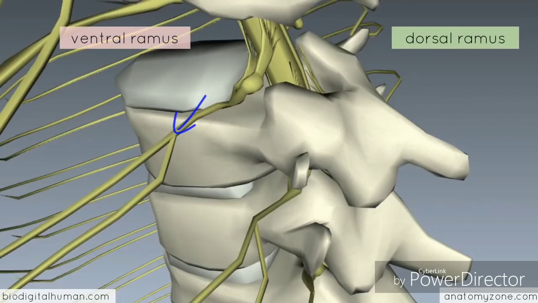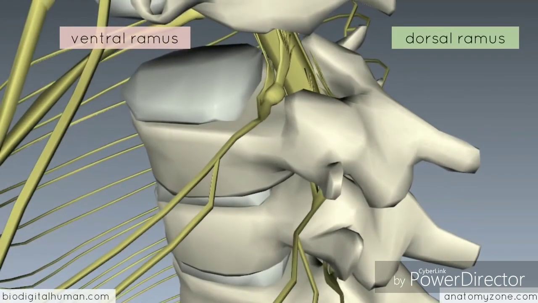So it's not actually shown clearly on this model here, but the ventral ramus is a lot thicker than the dorsal ramus. So essentially what you need to know is that the ventral ramus supplies the muscles and skin of the front of the body, and the dorsal ramus supplies the muscles and skin of the back.